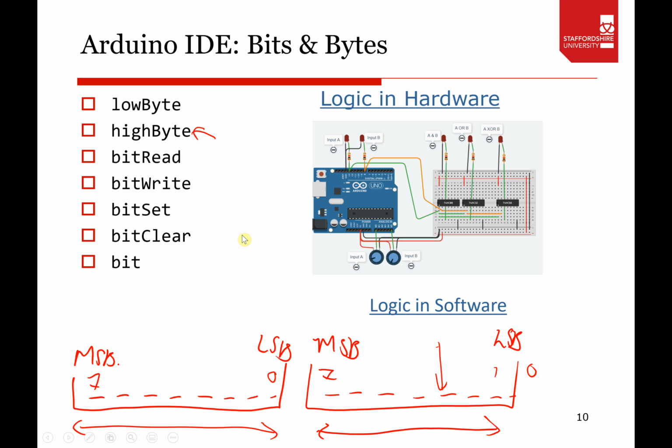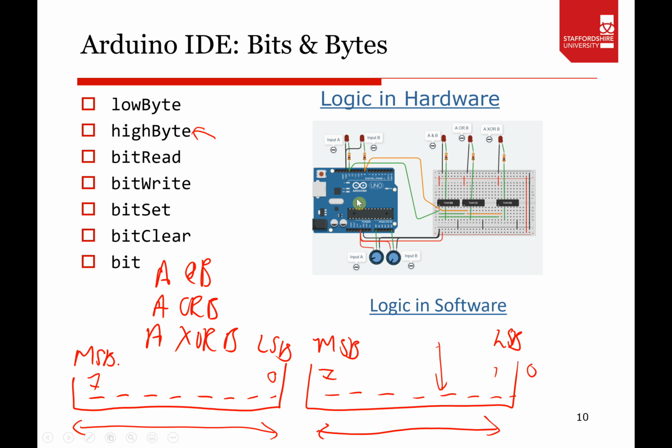So we've got some logic: A and B, A or B, and A exclusive or B, implemented with Arduino, with hardware, so with integrated circuits, and also implemented in software.